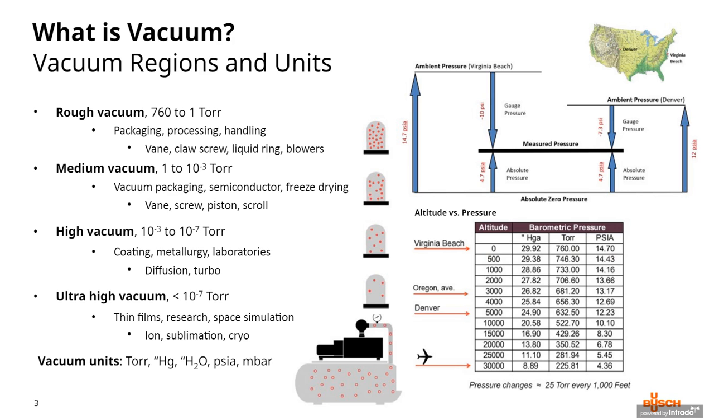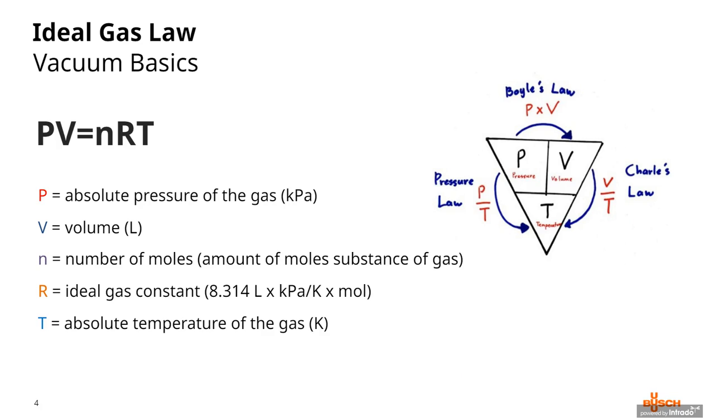Ambient pressure here in Virginia Beach, it's about 14.7 psi, about 29.9 inches of mercury, while in Denver, at over 5,000 feet, ambient pressure is around 12 psi. You lose about 25 torr, about 1 inch of mercury with every 1,000 feet. So be mindful of using gauge values at altitude when talking to vacuum experts.